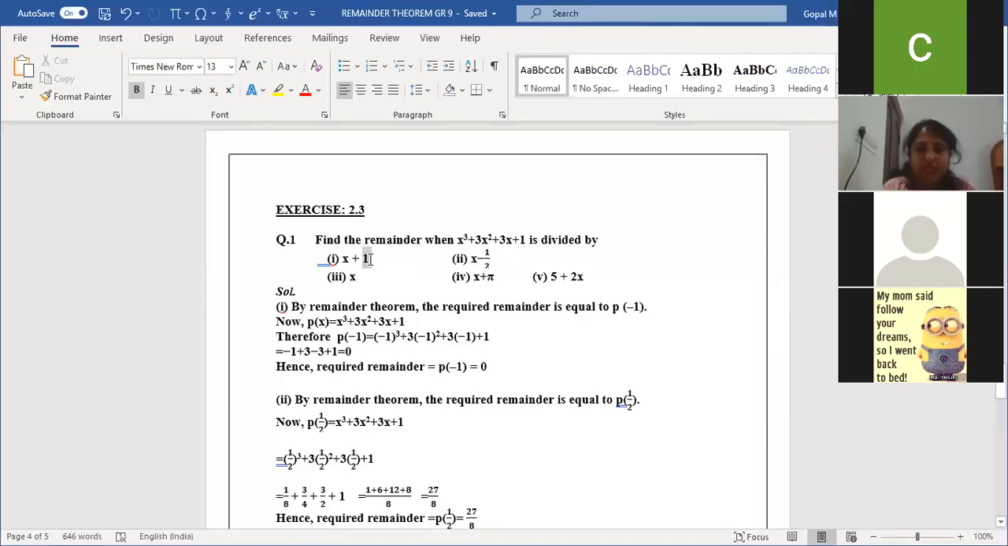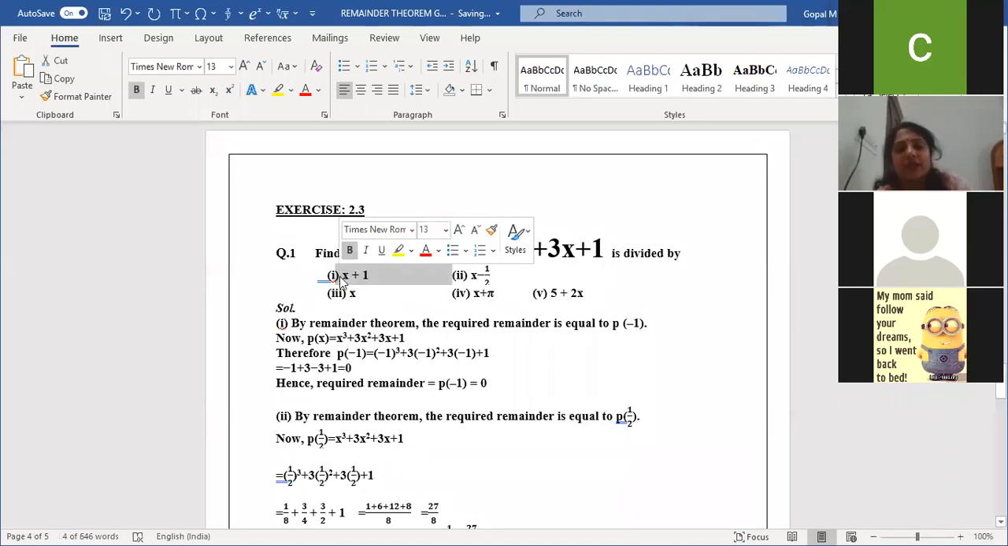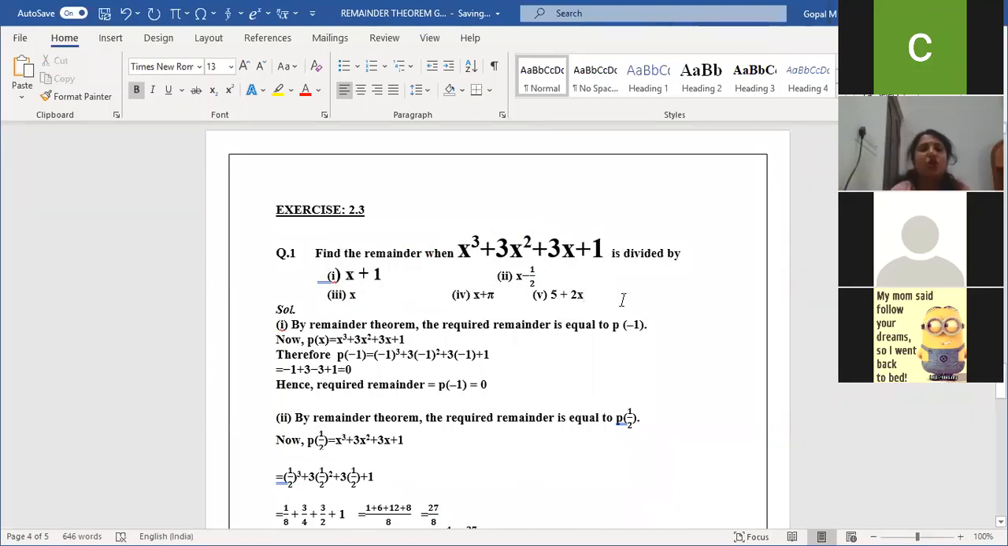You can see the question, children. x cube plus 3x square plus 3x plus 1 is your question, and this is the p of x. And here I'll take the first question: x plus 1 is the g of x. Am I clear? Now I'm taking the first question to solve.